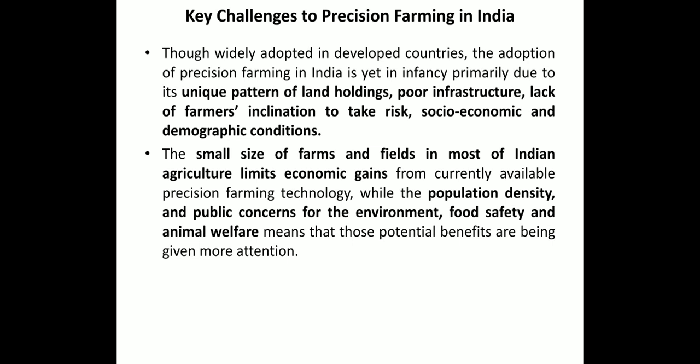The second key challenge in India to adopt precision farming is the small size of farms and fields, which in most Indian conditions limits the economic gains. Then there are also population and public density concerns for the environment, food safety and animal welfare. These are the major key challenges in India to adopt precision farming.